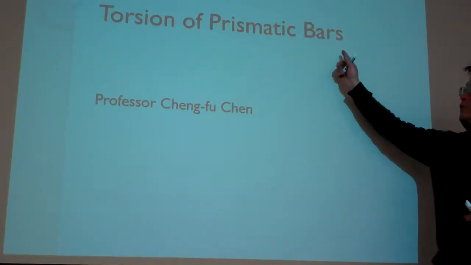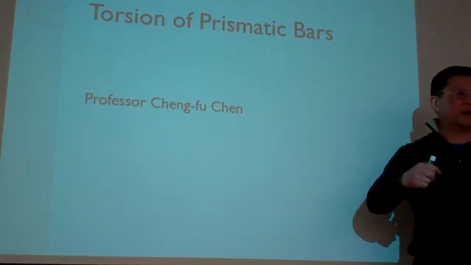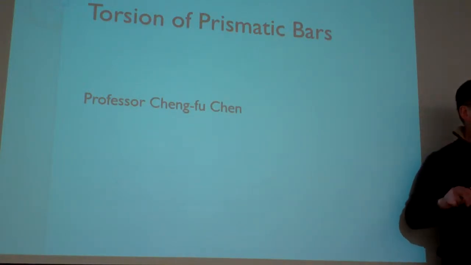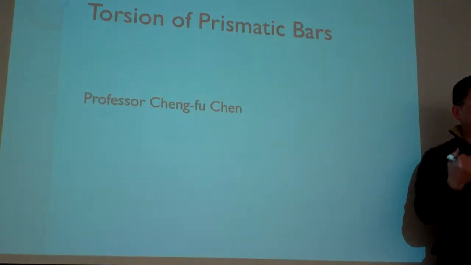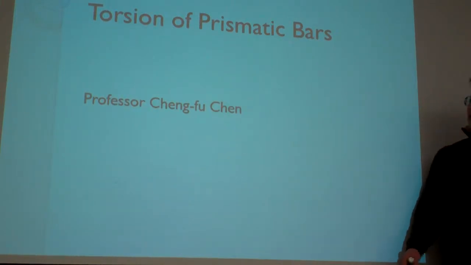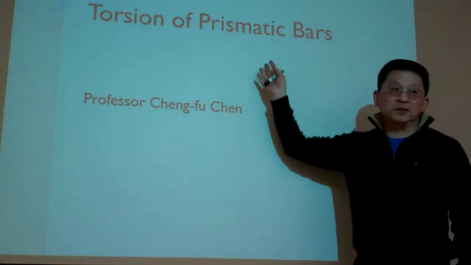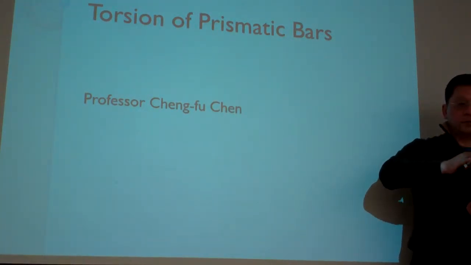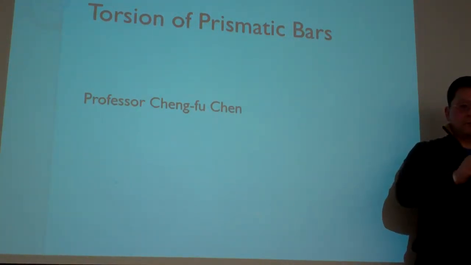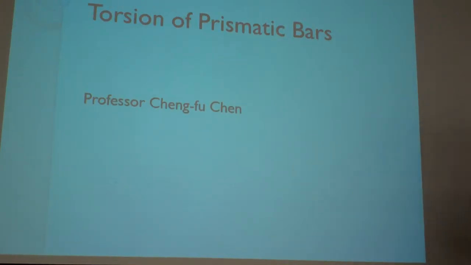Shaft. Some people use bar, some people use shaft. I prefer shaft, because sometimes bar means the material under tension. Anyhow, prismatic means the cross section of the shaft is uniform, the same in the axial direction.